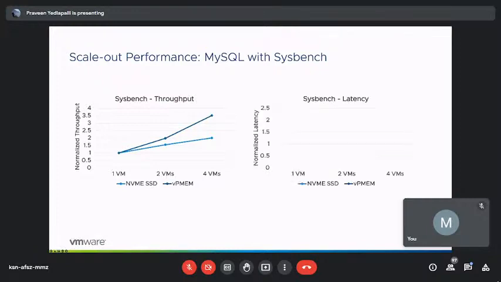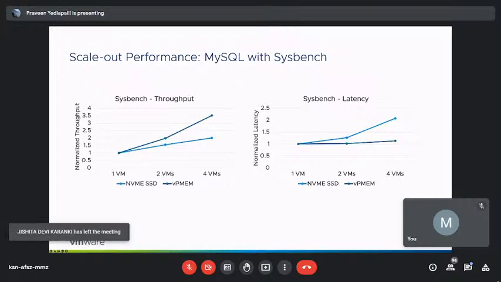In the same test, this is how the latency is changing, going from 1 VM to 2 VMs to 4 VMs. So with SSD, the light blue line, even though with 4 VMs I'm getting double the performance, the latency is very bad. Latency is going from 1 to more than 2, around 2.2, which is generally not acceptable. So if you run one instance, you get 1 microsecond latency. And if you run 4 instances, each instance is getting 2.2 microsecond latency.